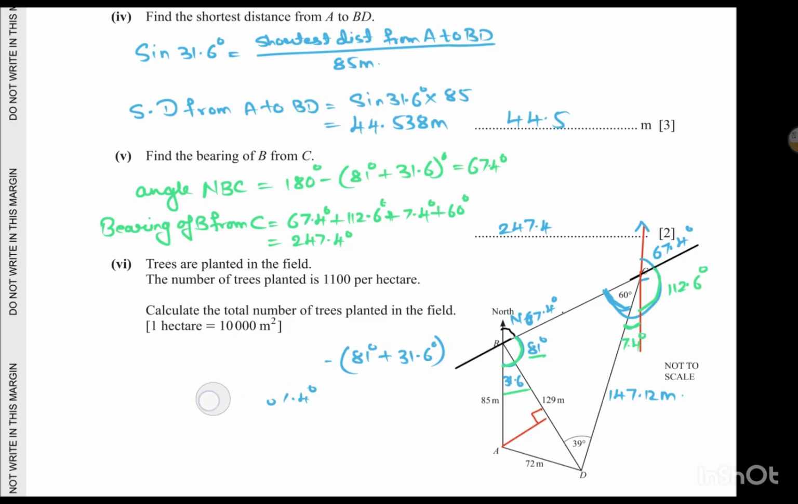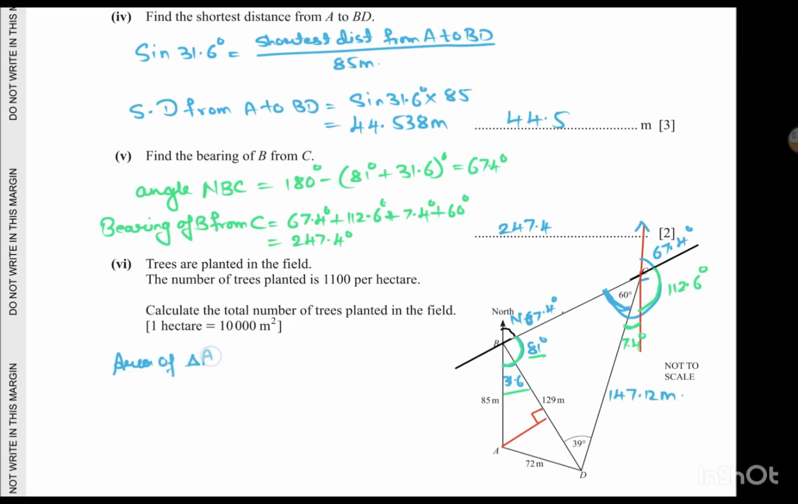Let me erase this. Now the last question of this 7th one. Trees are planted in the field. The number of trees planted is 110 per hectare. Calculate the total number of trees planted in the field. So that means this question is related to the area of this figure. So here you have to find the area of triangle ABD and triangle DBC.